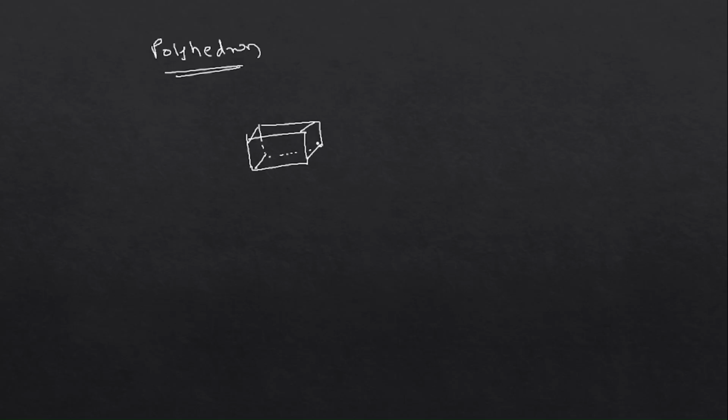Like this, in which all the faces: this is the one face, this is the second face, third face, fourth face, fifth and the sixth faces. So a cuboid has 6 faces. All the faces are polygons, means they are rectangles, means it is a polygon.